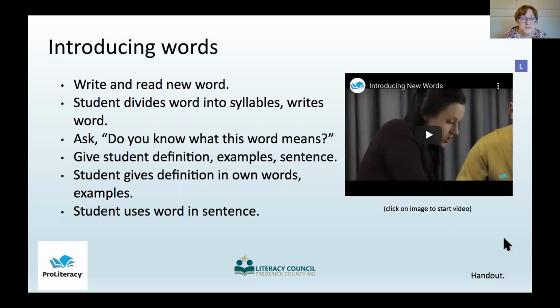And finally, ask the student to put the definition in their own words and use the word in a sentence related to their experience. This helps the student incorporate the new word into their vocabulary. Okay, we're going to watch a very short video of a vocabulary lesson. Even though this video shows a face-to-face session, the technique the tutor uses is easily transferred to an online format.